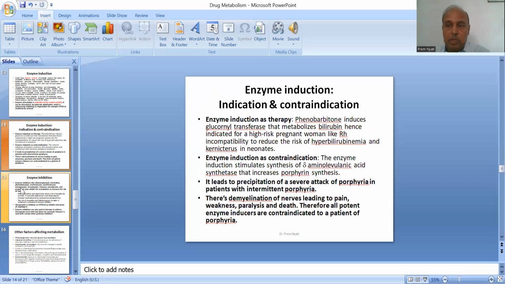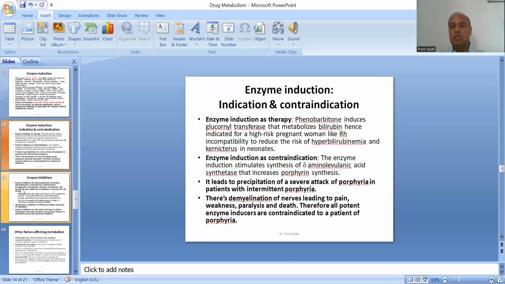This property of enzyme induction is sometimes used to manage some clinical problems, and it also becomes a contraindication in a few conditions. So enzyme induction as therapy is used, for example, phenobarbital that induces glucuronyl transferases which metabolize bilirubin. Hence, it is indicated for a high-risk pregnant woman such as in Rh incompatibility. Here it will reduce the risk of hyperbilirubinemia and kernicterus in neonates.